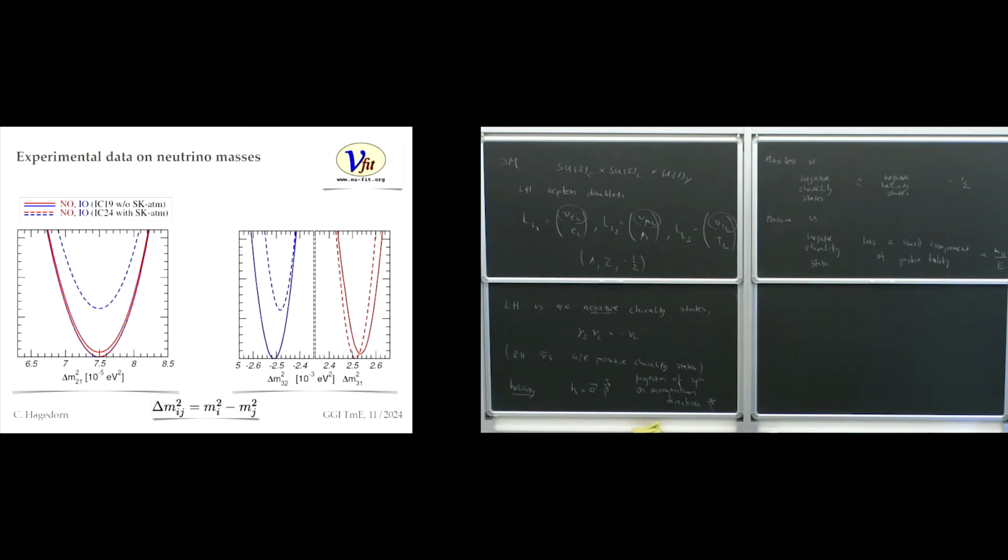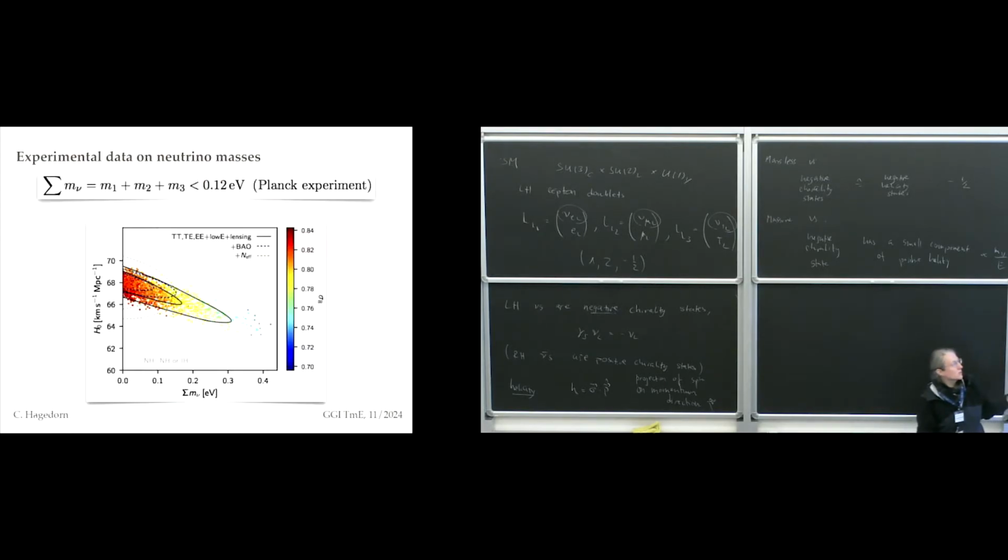The mass square difference which is drawn here is of the order of 10 to minus 4, so it's 7.5 times 10 to minus 5 electron volt square. And here we have something which is an absolute value around 2.5 times 10 to minus 3 electron volt square. So these are tiny numbers. You can ask yourself, is this the only information which we actually get on neutrino masses, just these mass square differences?